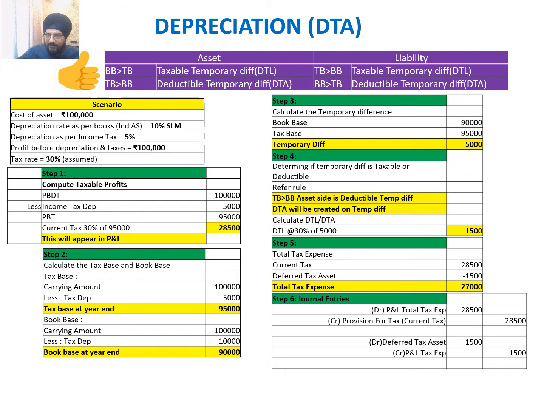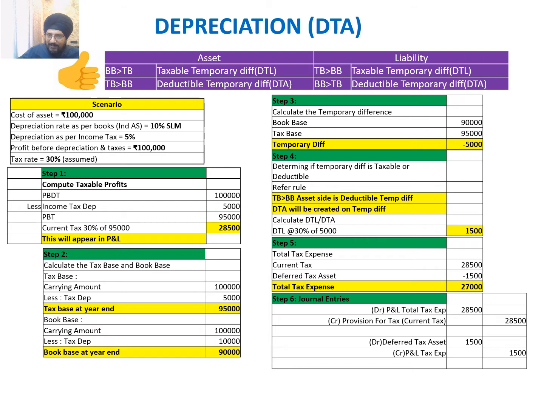So then we have to calculate the temporary difference. My book base is 90,000, tax base is 95,000. So my temporary difference is negative 5,000 in this case, as TB is more than my BB. Now we have to calculate the deferred tax, which is the tax rate multiplied by the temporary difference. My tax base is more than the book base on the asset side, hence a deductible temporary difference. So we have to create the DTA on the deductible temporary difference, which is 30% of 5,000, which is 1,500.